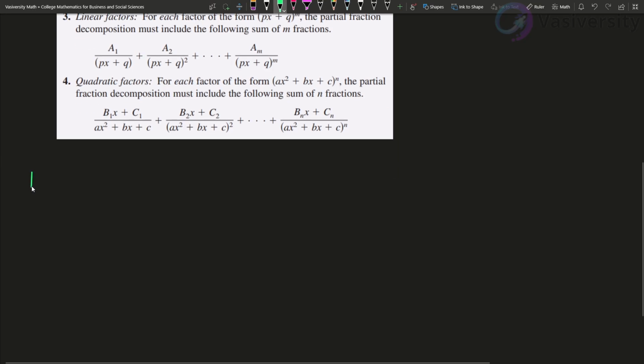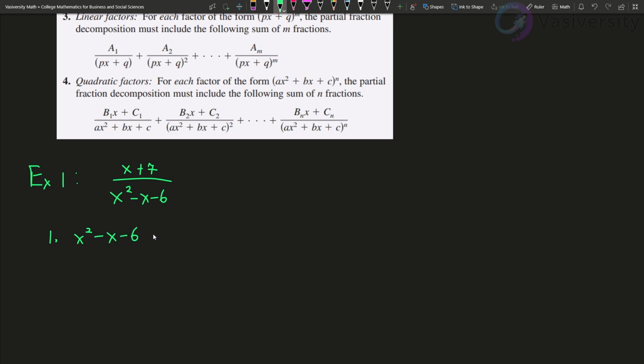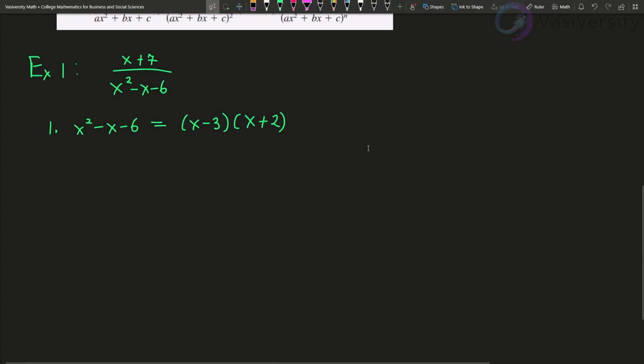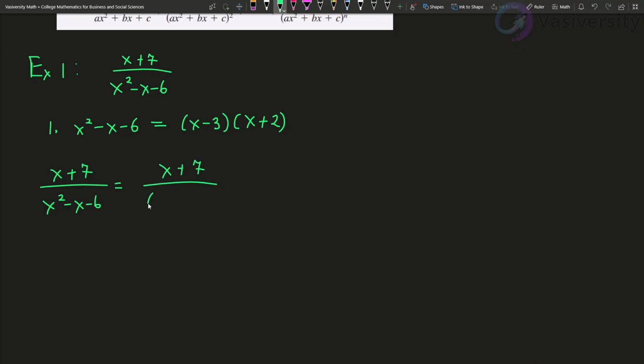So that's going to be our example 1. We have x plus 7 over x squared minus x minus 6. The first step is to factor the denominator. x squared minus x minus 6 is equal to, and we already know the factors are x minus 3 times x plus 2. So we have x plus 7 over x minus 3 times x plus 2.